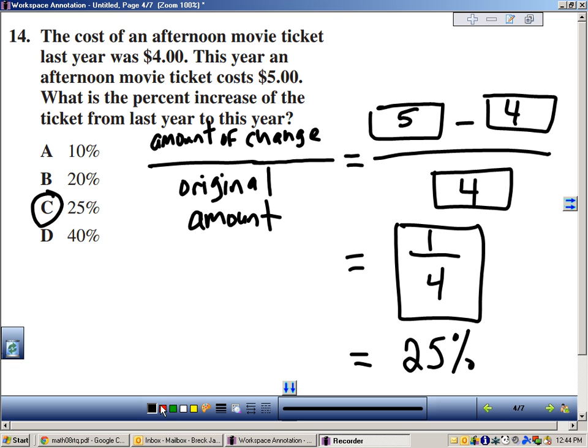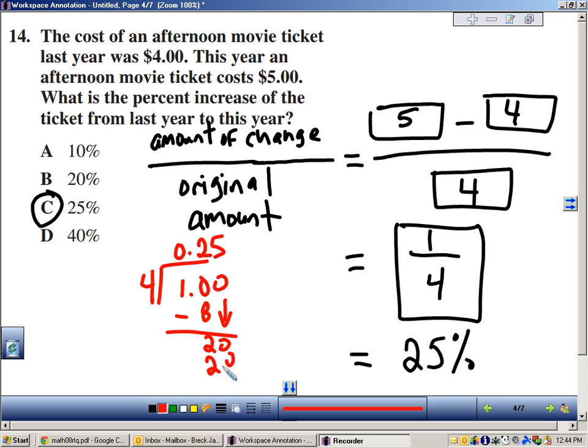If you did not know that, then you'd have to work this out the long way. You'd have to say, okay, denominator goes into the numerator 0 times. Add a decimal, bring it up, add a 0. 4 goes into 10 twice. 8, subtract, you get 2, add a 0. 4 goes into 20 5 times, and you get a remainder of 0. And so it's 0.25. Move it over 2 spots to the right. It's 25%. Okay. Next question.